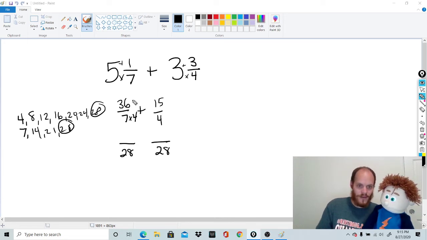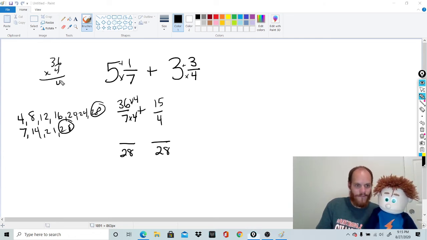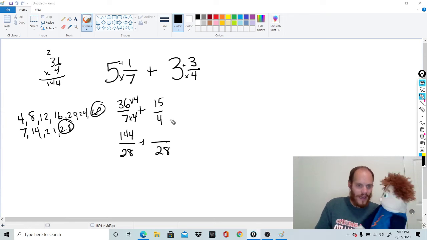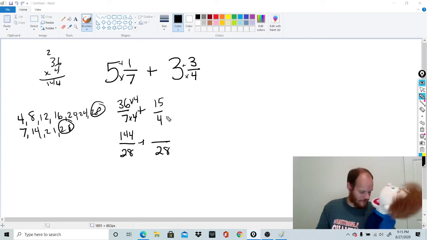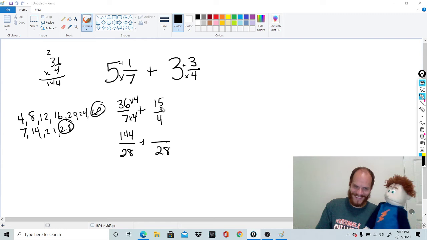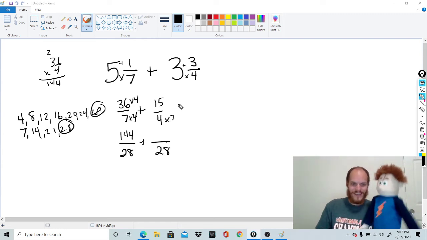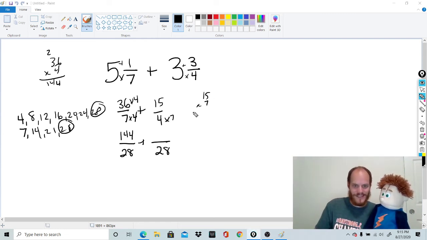So times 4. That means I'm going to multiply my numerator times 4 as well. Okay, so 36 times 4. 4, 2, 14 is 144. I should have known that. 144. Okay. How did I get from 4 to 28? I multiply by 7. You gave me the answer. I know I did. Times 7. So that means I need to do 15 times 7, which is 105.